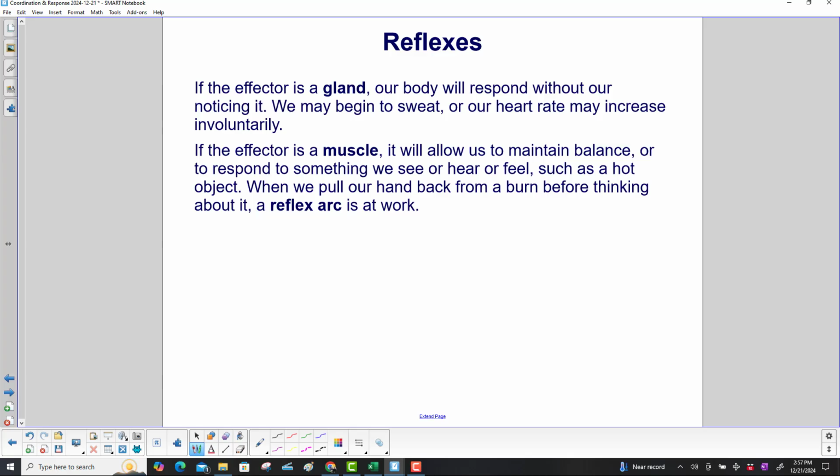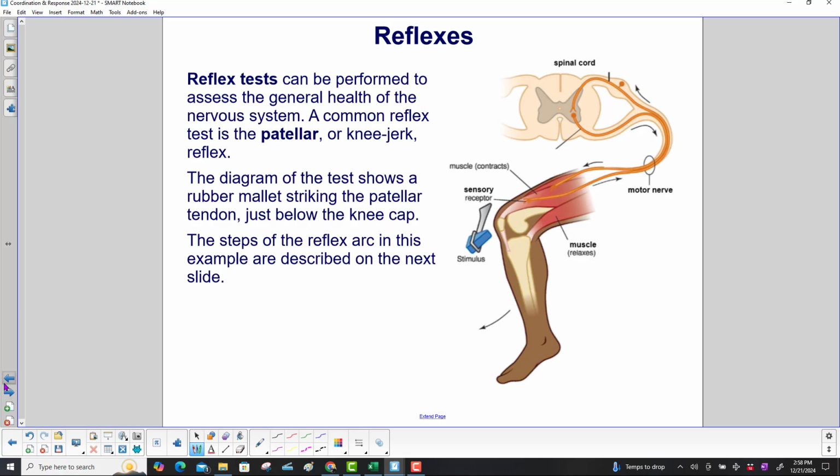If the effector is a gland, our body will respond without our noticing it. We may begin to sweat, or our heart rate may increase involuntarily. If the effector is a muscle, it will allow us to maintain balance or respond to something we see or hear or feel, such as a hot object. When we pull our hand back from a burn before thinking about it, a reflex arc is at work.